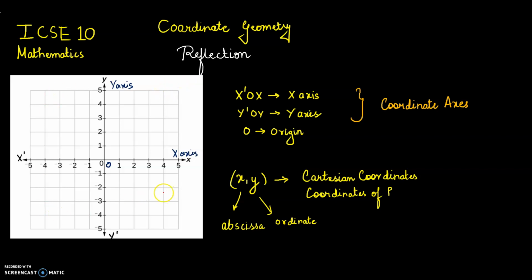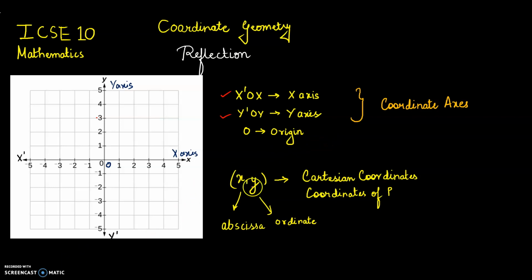Now have a look at this coordinate system. In this, there is x axis and y axis. You can see this is O, that is the origin. Origin means 0, 0. X dash OX is the x-axis and Y dash OY is the y-axis. X-axis and y-axis are called coordinate axes. And O is the origin, as I told you earlier.